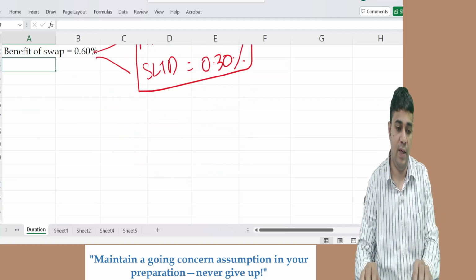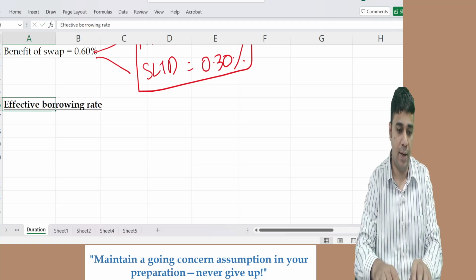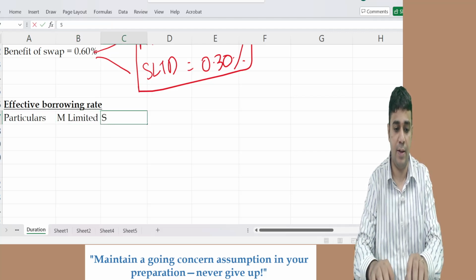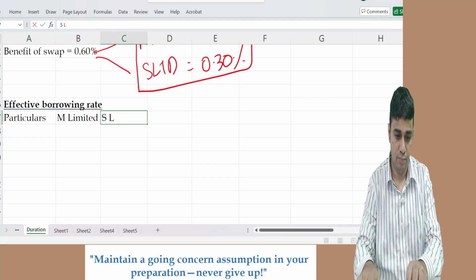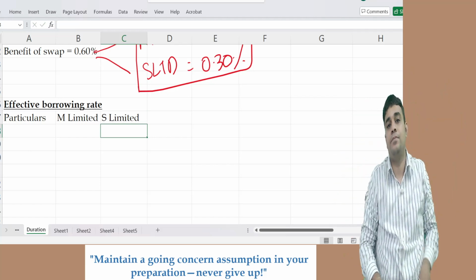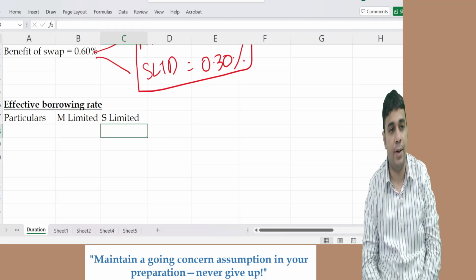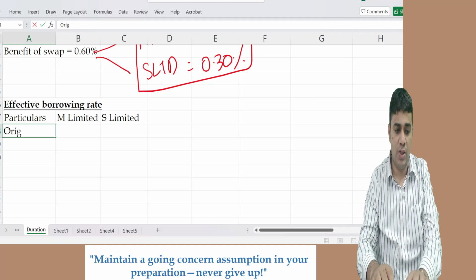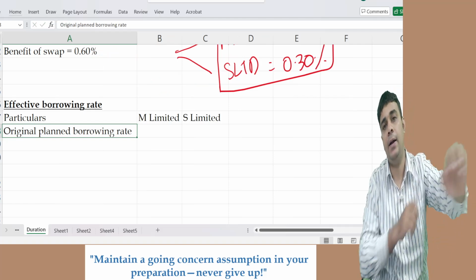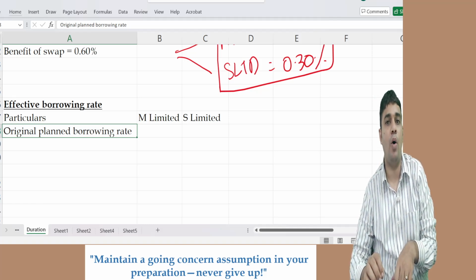Next, effective borrowing rate. Effective borrowing rate, particulars: M Limited and S Limited. I'll explain this again once I'm done with the discussion fully. M Limited and S Limited. Original planned borrowing rate.